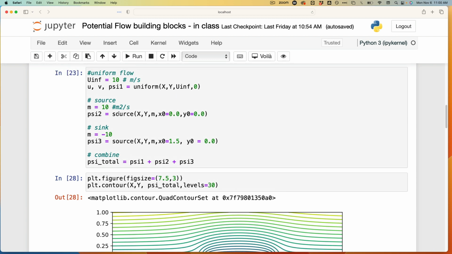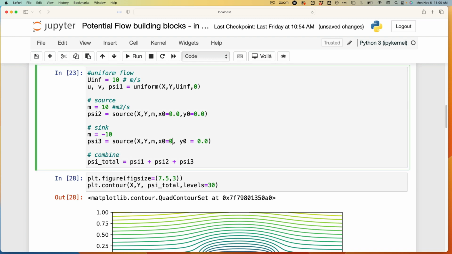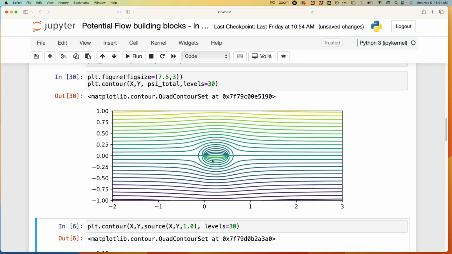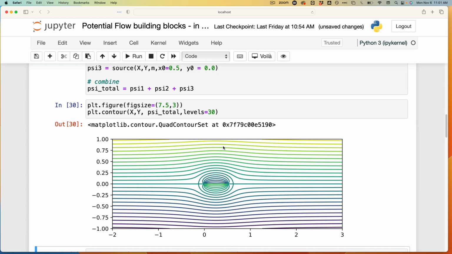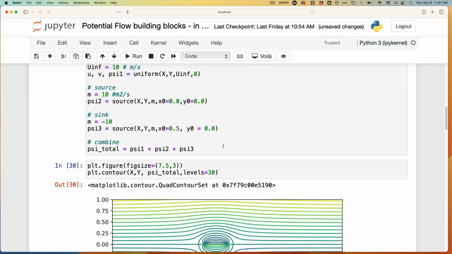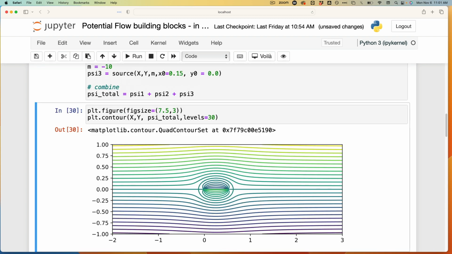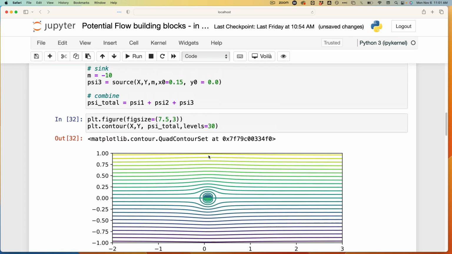Okay, so the source is at x0 equals 0. Let's start moving the sink towards the source. Let's do it at 0.5. They're still the same strength. This looks like a circle. Still looks like a circle, but let's get them closer. 0.15, 0.05.